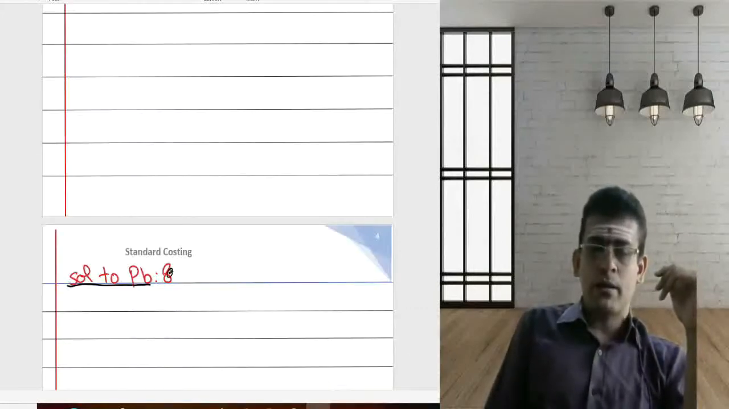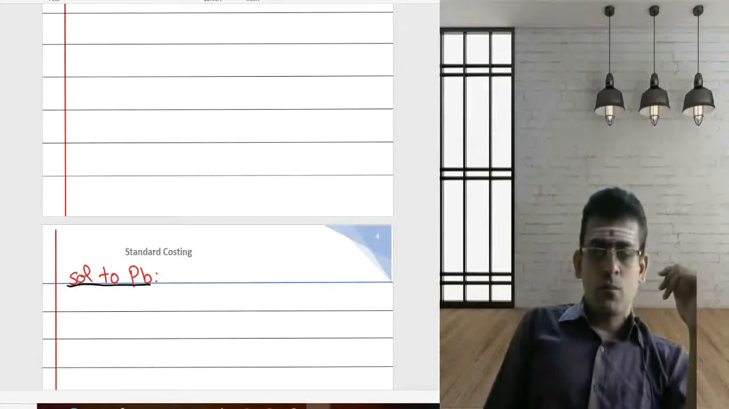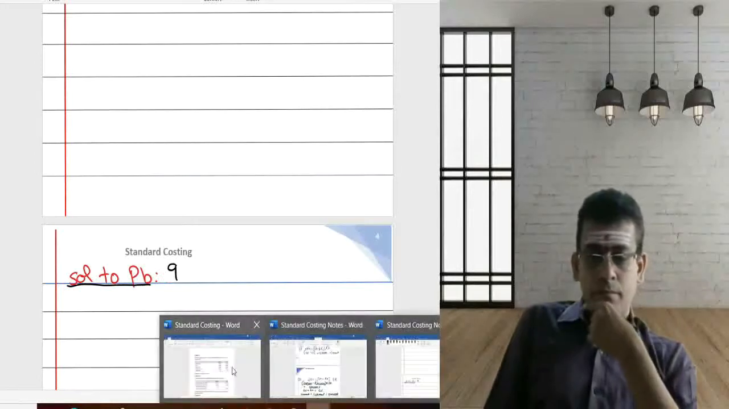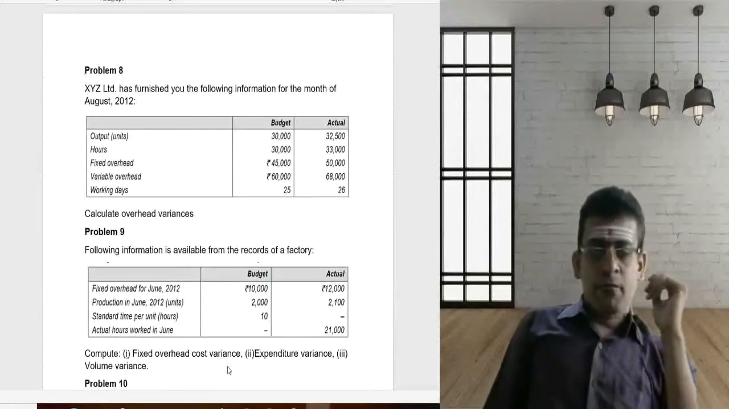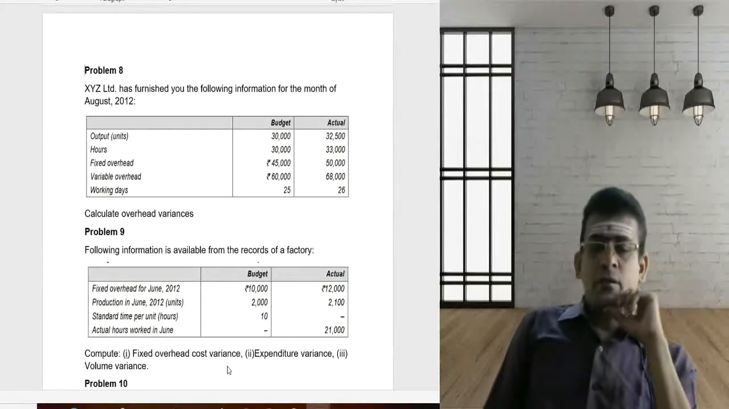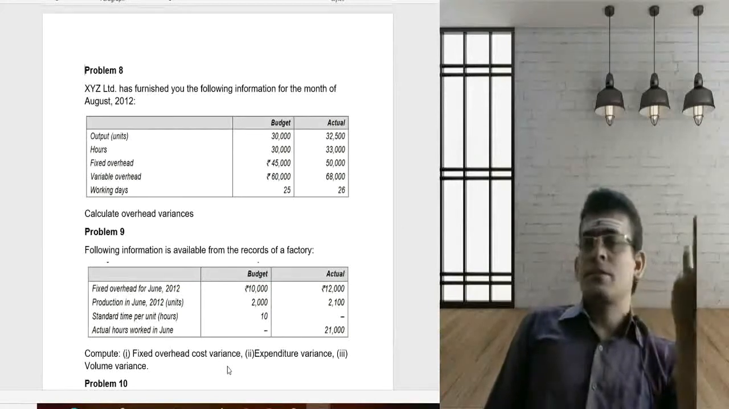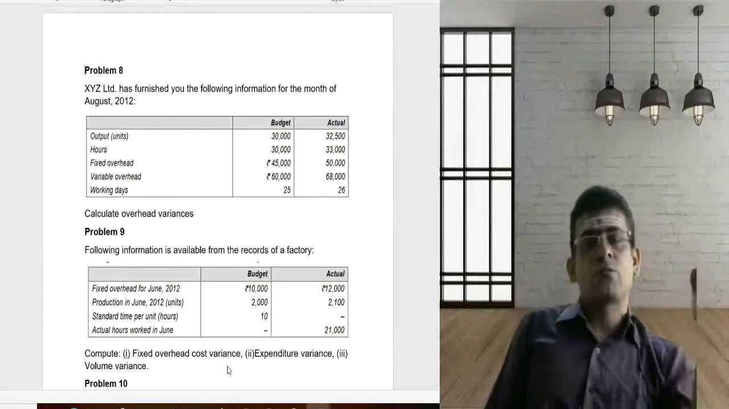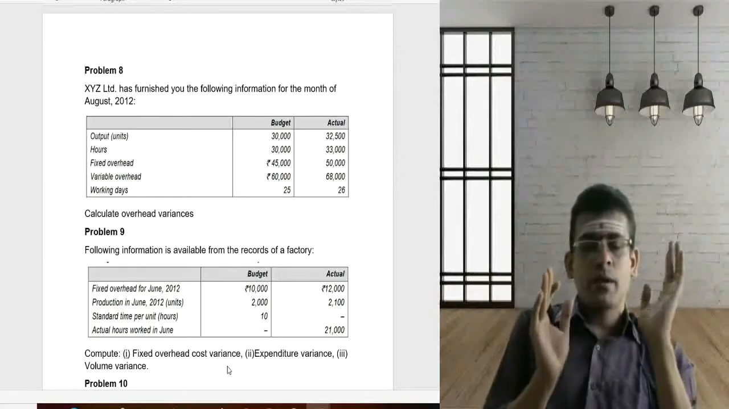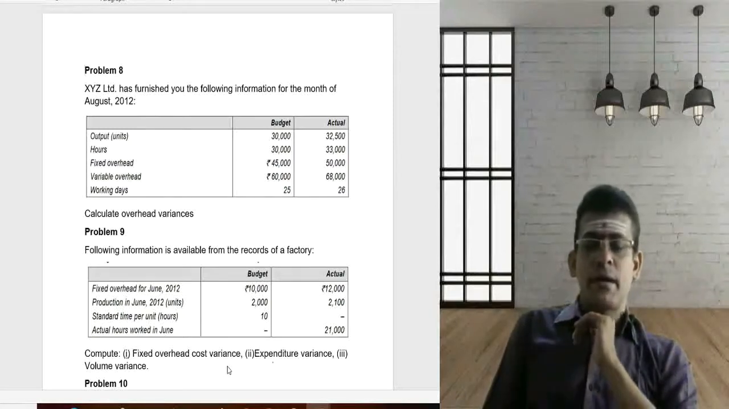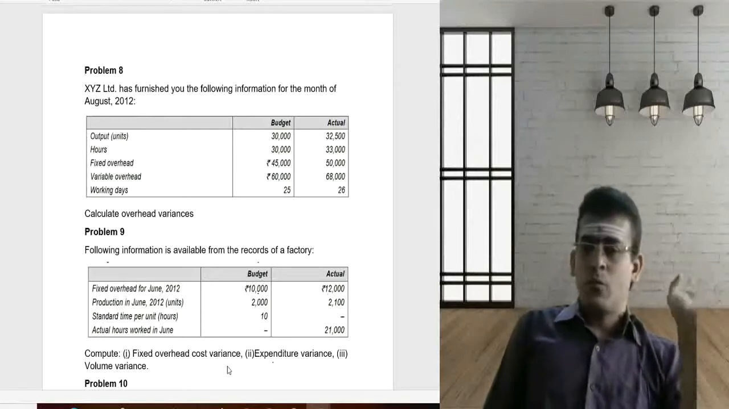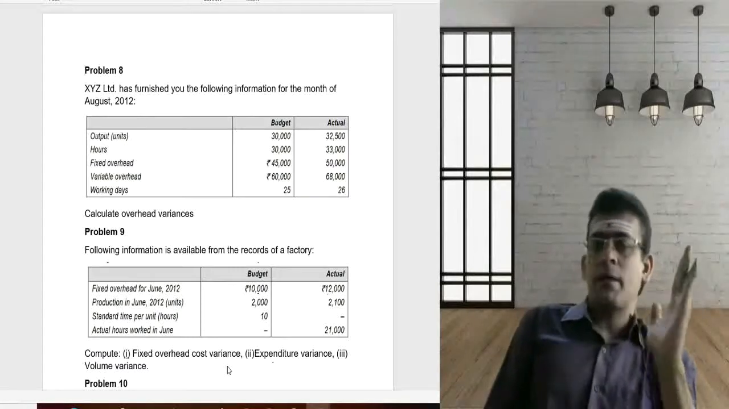Okay, solution number 9. Solution to problem number 9. So let us focus on problem number 9 first. The following information is available from the records of the factory. Budget is given, actual is given. Fixed overhead, budget is given, actual is given. That's what I said. Generally, fixed overhead will be directly given, budget and actual. So ultimately, by looking at the problem itself, I can simply say my expenditure variance, because expenditure variance is the difference of your budget and actual. Done. One variance by looking at the problem, I can easily say.